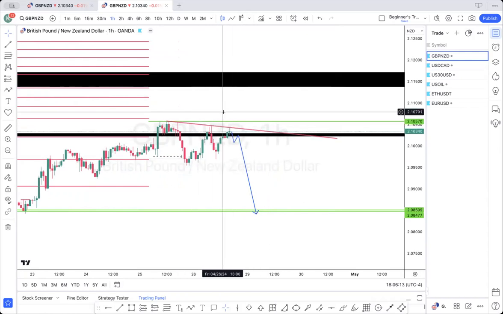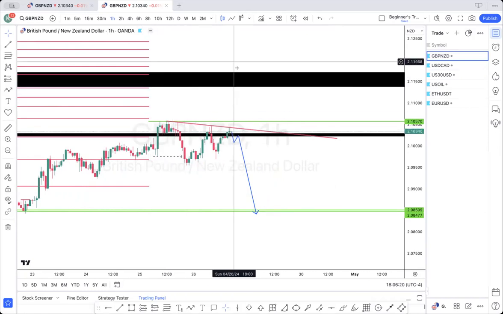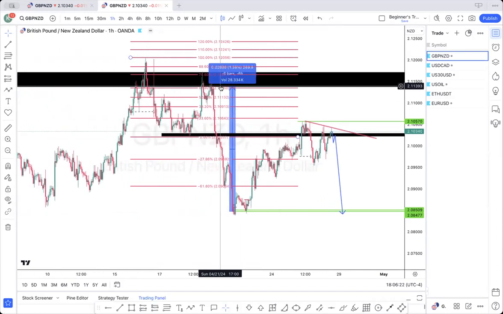So I need, for one, the price has to be in one of my zones. It has to be at a zone. It has to be in one of these black areas, right?